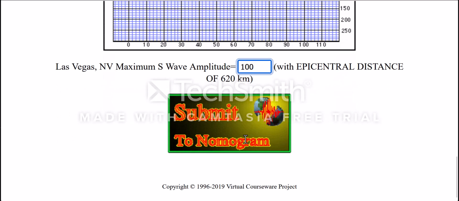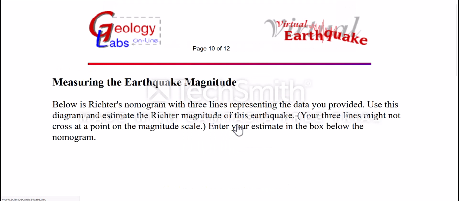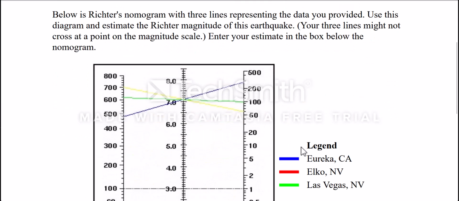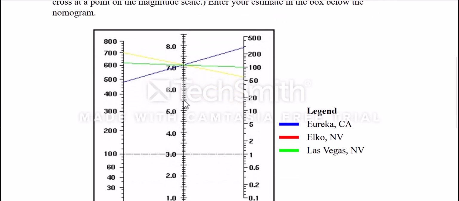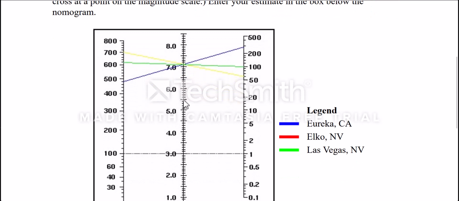Now, submit to nomogram. It's going to do the nomogram for us. If I can click on it. There we are. Okay, yay, we did it right. Notice how each of our 3 seismic stations all cross at the same Richter magnitude. Okay, so this is the fun thing about Richter. Because it accounts for how far you are from the epicenter, each time you calculate the Richter magnitude for the same earthquake, you will get the same number no matter where you are.